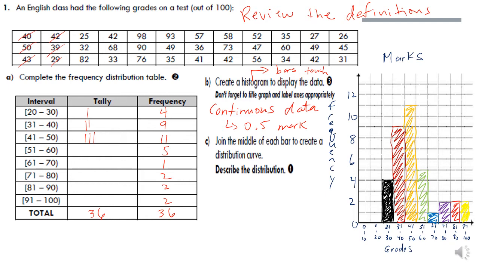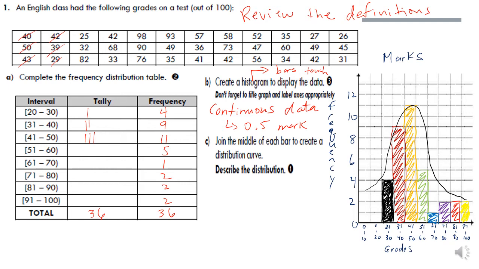It does say connect the middle of each bar to create a distribution curve. They're on your definition sheet, but it's part of the curriculum that I cut out for the quadmester for the accelerated timeline. So basically you just have to know the definitions. You don't have to know to do this, but sometimes it helps to draw like a trend line. So we can kind of see that.